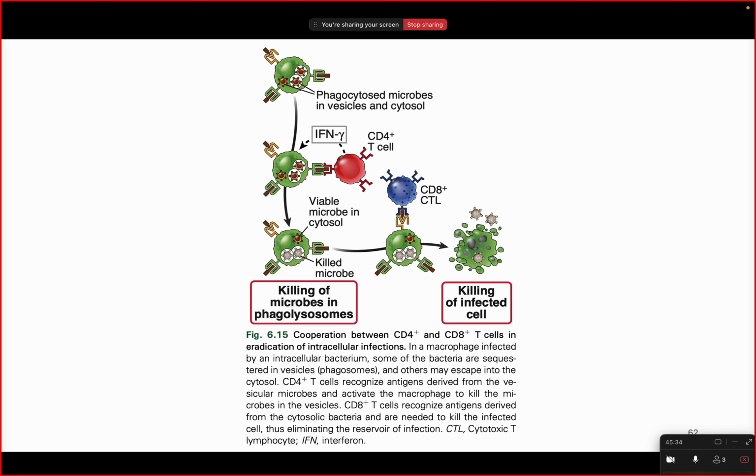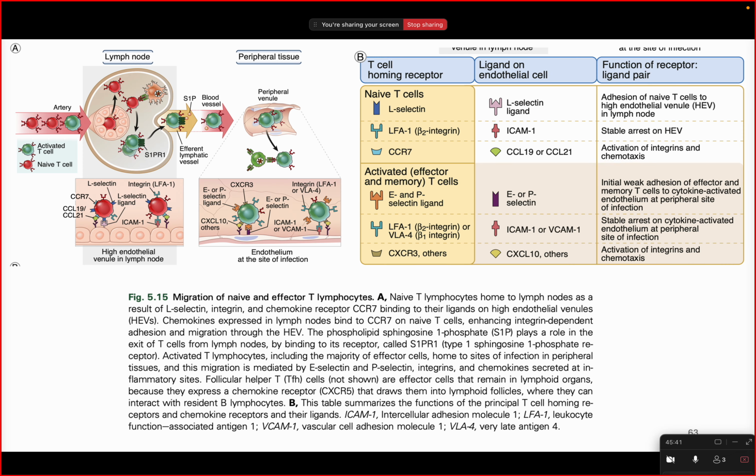Then we looked at the cooperation between CD4 and CD8 T cells in eradicating intracellular infection. The T helper cell, as the name suggests, helps in killing the infected cell, and the cytotoxic T cell directly kills the infected cell. Then we looked at the migration of naive and effector T lymphocytes, how they are migrating, which types of receptors and which types of interactions are enhanced when the cell is moving, when the cell is being called to a place where infection is taking place.